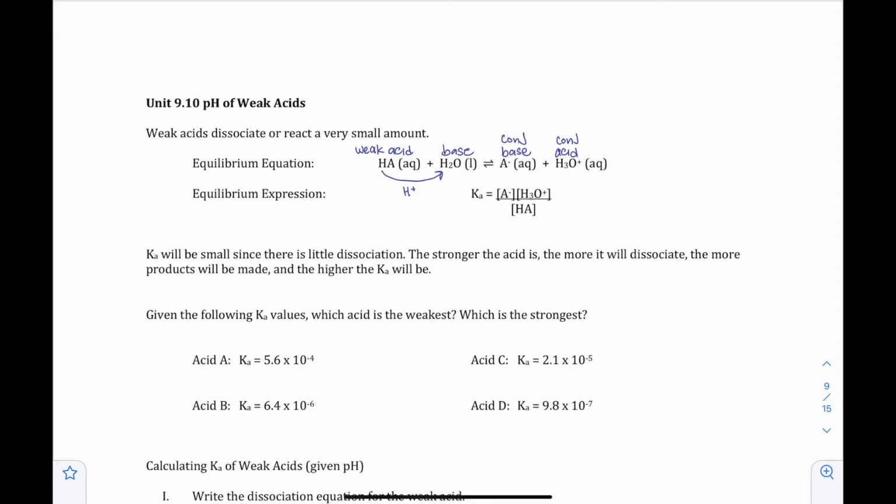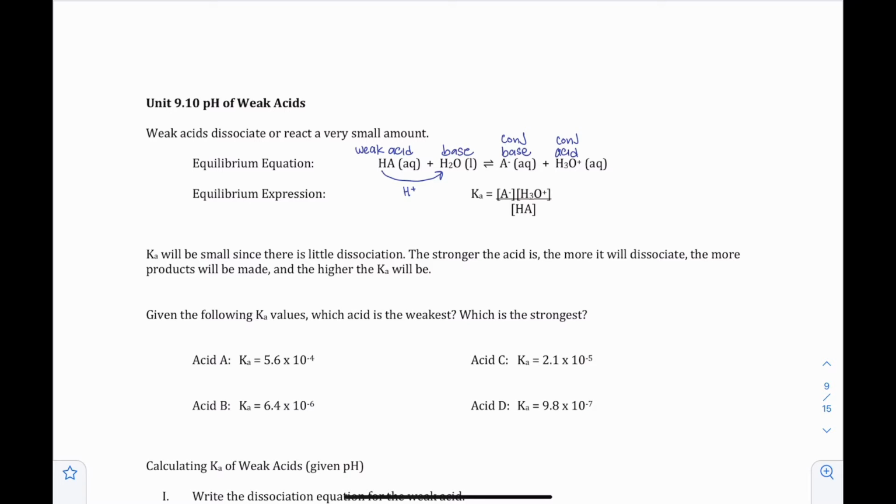Calculating the pH of strong acids and bases is easy because they dissociate completely. But weak acids and bases dissociate only a very small amount in a reversible reaction. The equilibrium equation for the dissociation of a weak acid has the weak acid and water as the reactants, and the conjugate base and H3O+ as the products.